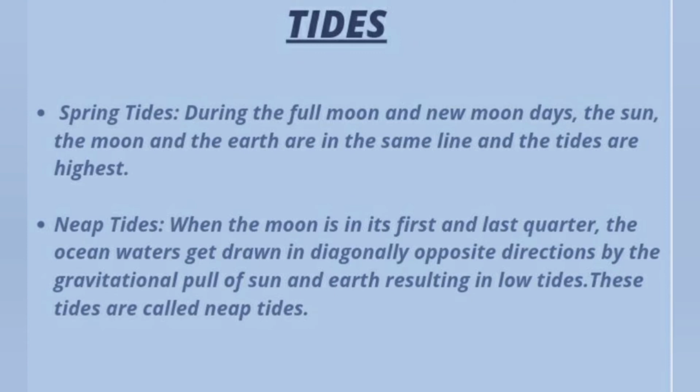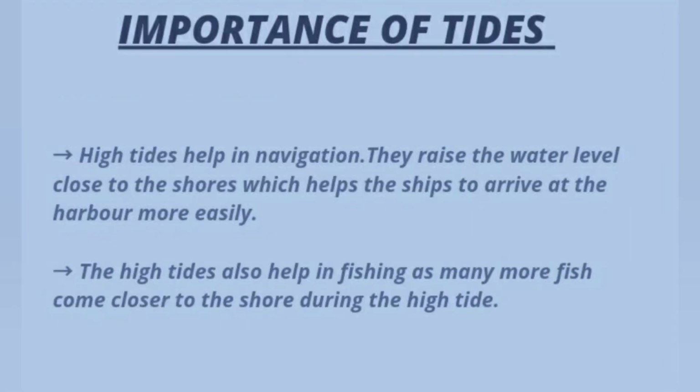And now we will understand the importance of tides. So what does a high tide do? High tides help in navigation. They raise the water level close to the shore, which helps the ships to arrive at the harbor more easily. And the high tides also help in fishing, as many more fish come closer to the shore during high tide.